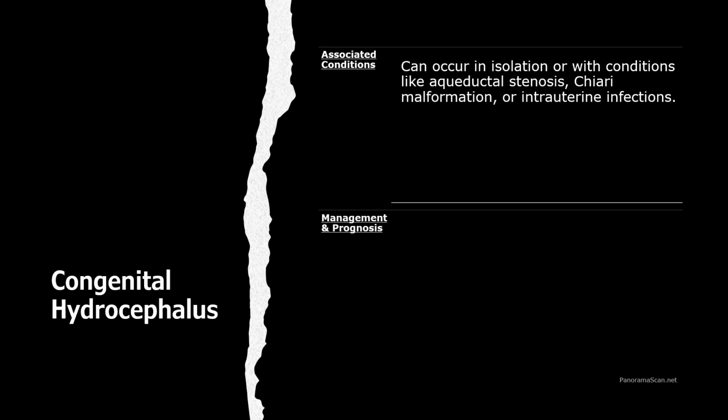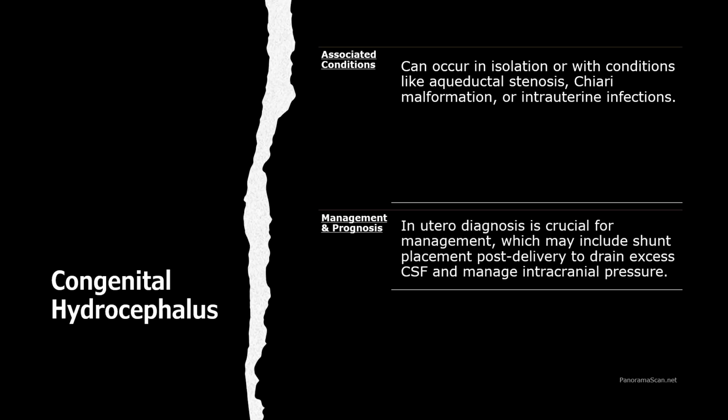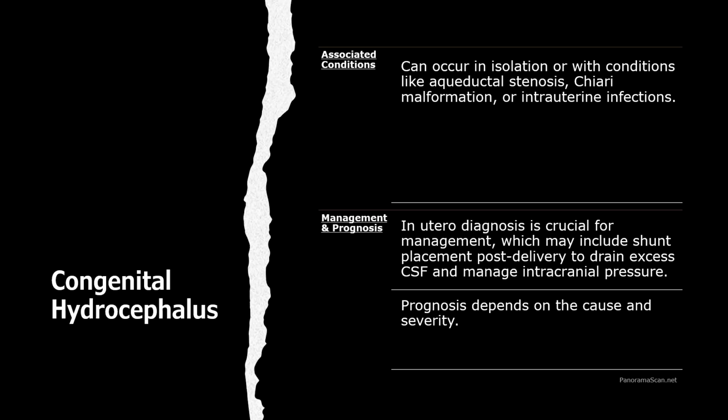Let's now discuss the management and prognosis of congenital hydrocephalus. Early and accurate intrauterine diagnosis is critical for planning appropriate care. Advanced imaging techniques like 3D and 4D ultrasound play an essential role in identifying the condition and monitoring its progression throughout pregnancy. After birth, management typically involves shunt placement to drain the excess cerebrospinal fluid. This procedure helps relieve intracranial pressure and reduces the risk of further complications.